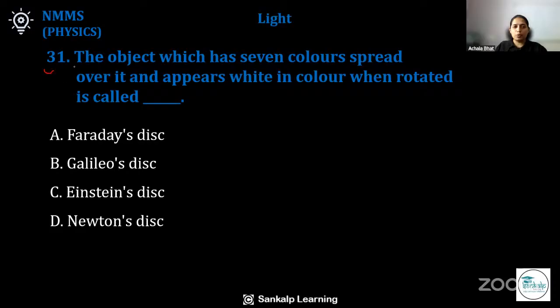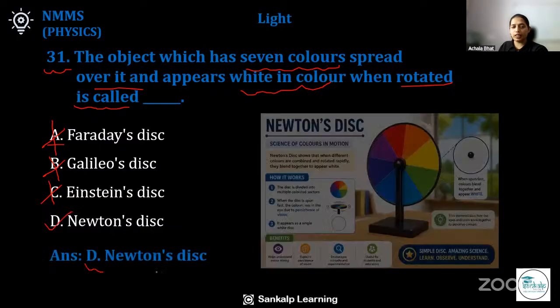Let us see question number 31 of NMMS Physics chapter Light. The object which has seven colors spread over it and appears white in color when rotated is called dash. A. Faraday's disc, wrong. B. Galileo's disc, wrong. C. Einstein's disc, wrong. D. Newton's disc, yes. D is the correct answer.